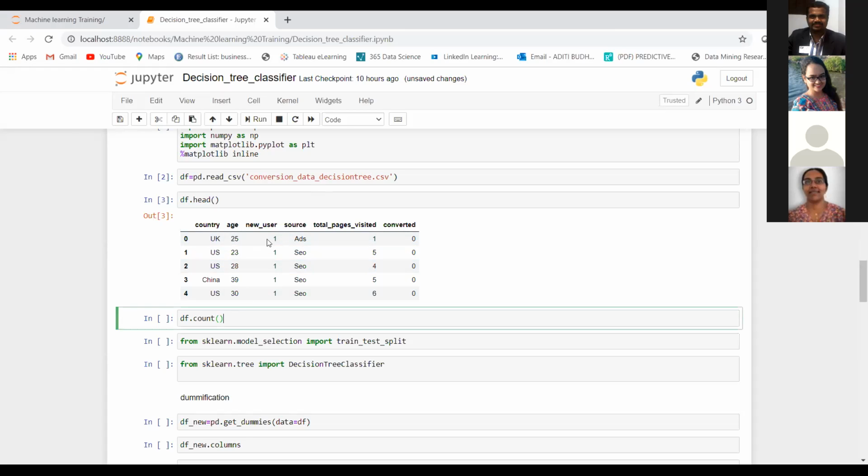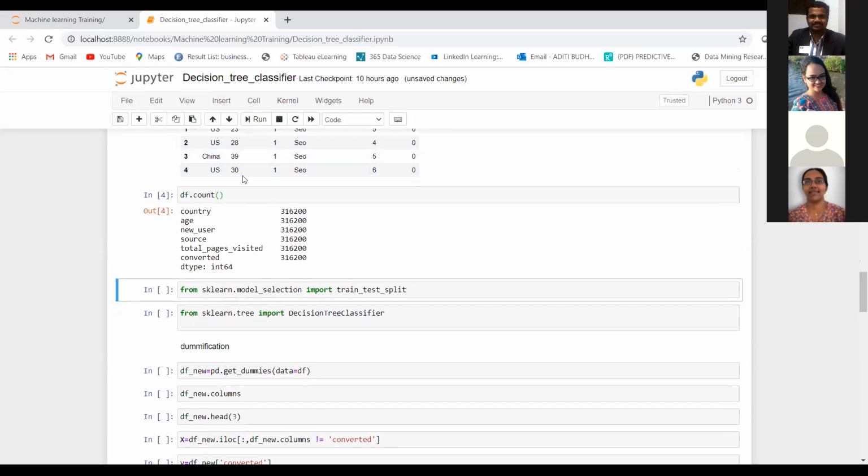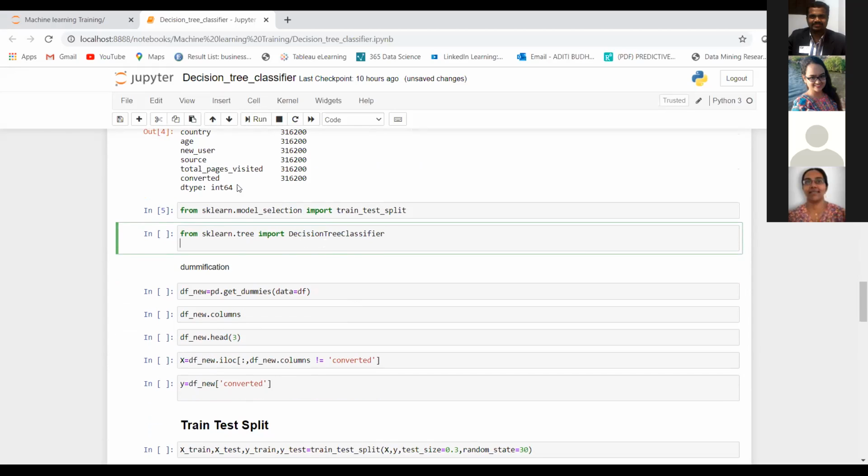So let us quickly run all this. We have seen all of this, and we will import this train test split. We have seen this also previously, right? We use this function to split our data into training data set and testing data set. Then we will import the decision tree classifier. Again, we will be using the sklearn library in order to import our decision tree classifier.